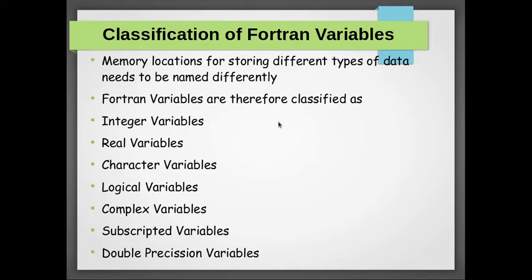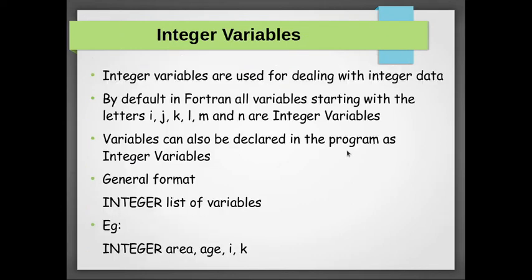So sometimes in your exams, a question might come: What are Fortran variables? What are its types? Discuss with examples. So what are Fortran variables? Already we have talked about it. What are its types? These are the types. 1, 2, 3, 4, 5, 6, 7. Basically, 7 types of variables. What are these? We'll look into it one by one.